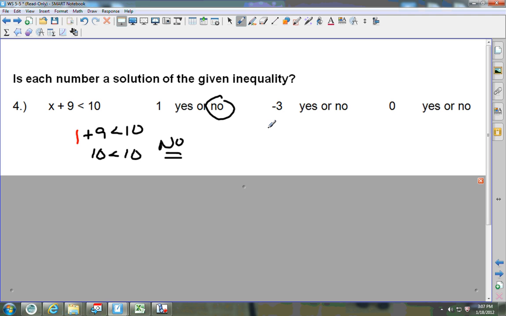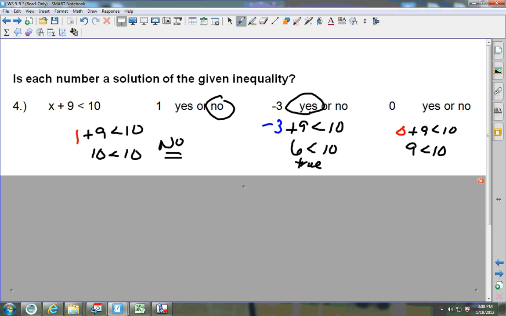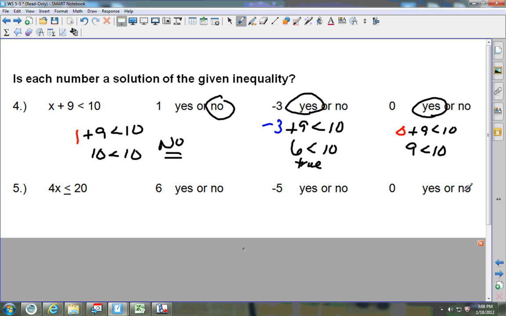What if we did negative 3? Negative 3 plus 9 is less than 10. Negative 3 plus 9 is 6. Is 6 less than 10? Yes, it is. This is true. So yes. The next one is 0. So I put 0 plus 9 less than 10. 0 plus 9 is 9. Is 9 less than 10? Yes, it is. So the first one was no, the other two were yes.